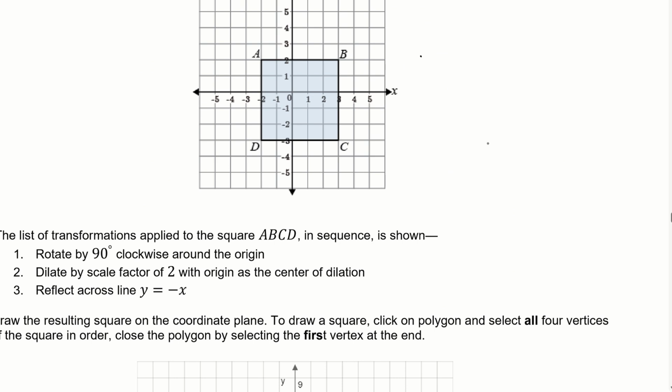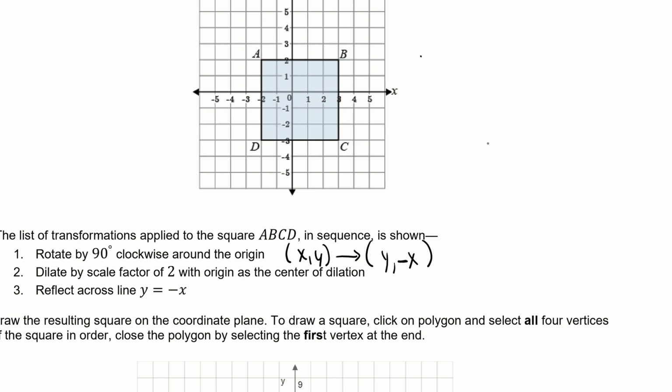Now, rotating 90 degrees clockwise around the origin, write down the rule for that. The rule for that is you're rotating clockwise, so you're rotating this way, right? That means it's going to look like this, y, x, and then which one's going to be negative? It's going to be this one, okay? So it's y, negative x. And then that's the rule for that.